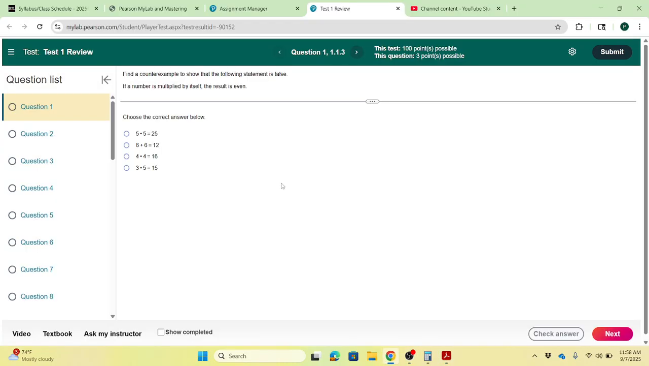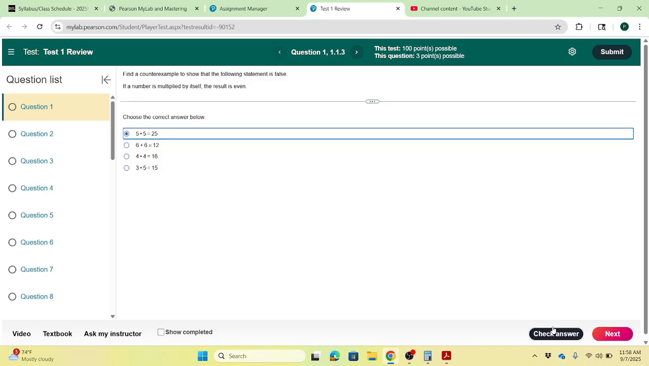Okay, this is test 1 review. There are 30 questions, so I'm going to do this question here. Question number 1. Find a counterexample to show that the following statement is false: if a number is multiplied by itself, the result is even. But if you multiply 5 by 5, it's not even, it's odd. This is the counterexample.